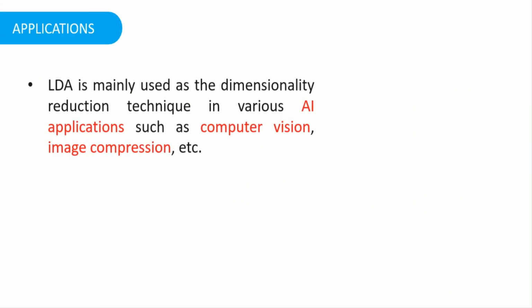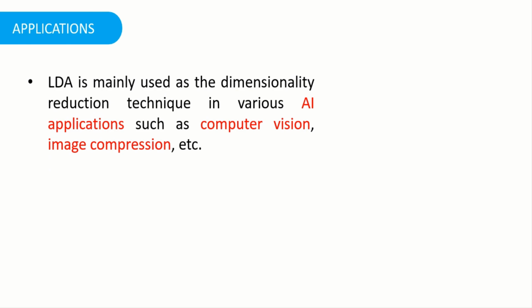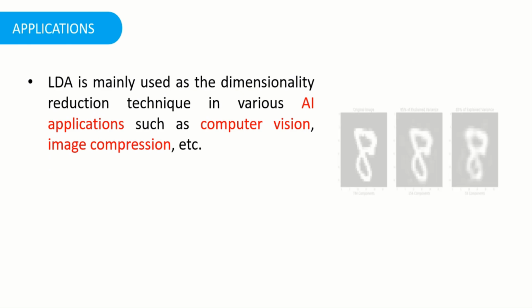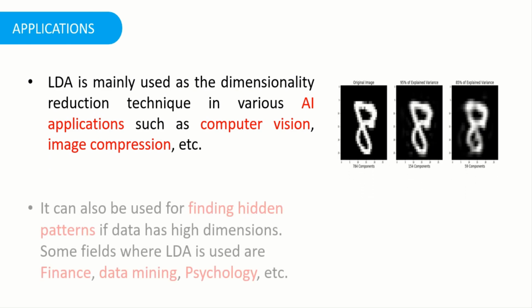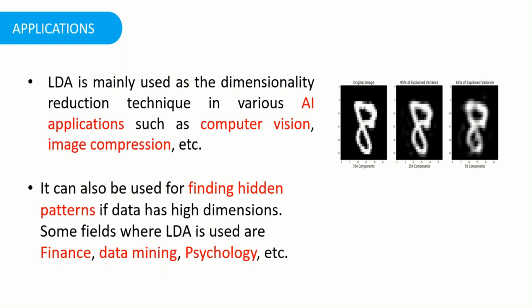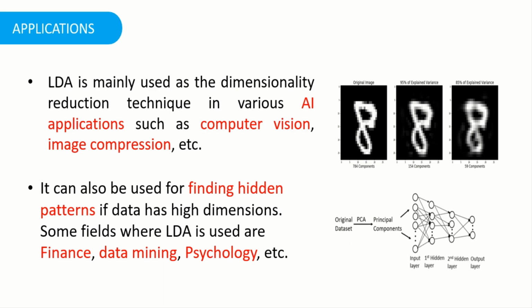The application of linear discriminant analysis is mainly as a dimensionality reduction technique in various AI applications such as computer vision and image compression. It is also used for finding hidden patterns if the data has high dimensions. Some fields where LDA is commonly used are finance, data mining, and psychology.